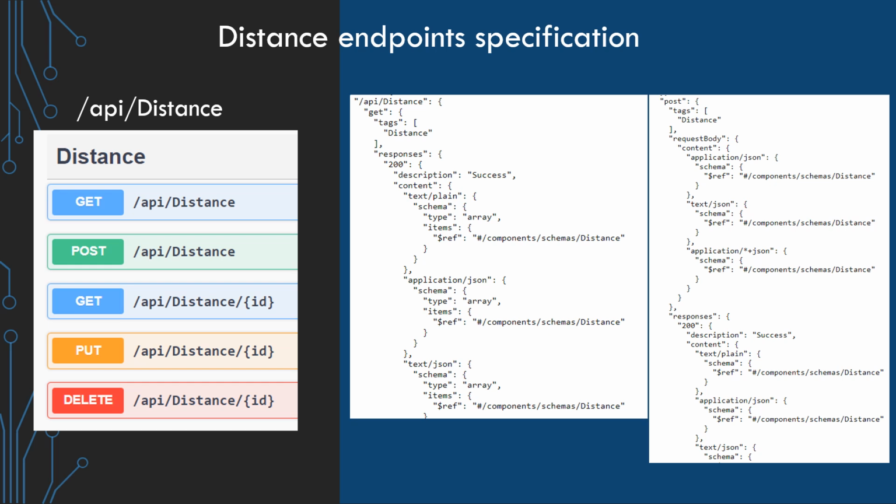For example, we can see 200, and in the rest of the part, we could see, for example, 400, 404, and etc. Also, we can see the data formats supported by the specification. It could be JSON or plain text, or for example XML, and etc. And in this specification, you can also see the supported schema. In the current case, it's the distance schema, which is also presented in this API specification.